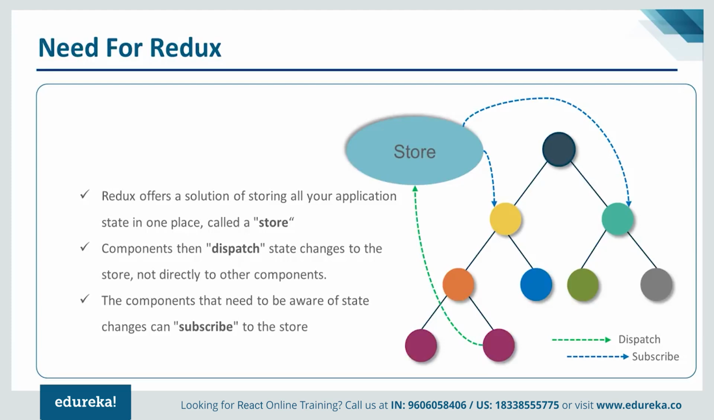So by using Redux, components dispatch the state changes to the store, not directly to the component. Whatever data is getting changed is now handled by the store, because it is taking some input and giving some output. This is the store. The components that need to be aware of state changes can subscribe to the store. So as you can see, this is the dispatch: this one circle, or child, is dispatching something to the store, and these components are subscribing to the store.